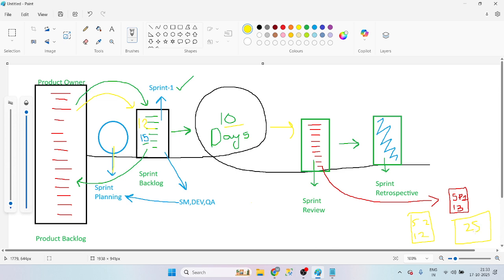Okay, now this has been completed. What next? Next will be the same thing. Coming to sprint 3, now the product owner will bring some more requirements.